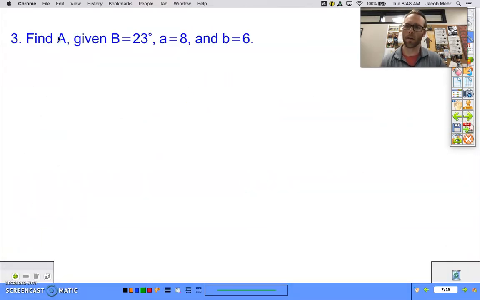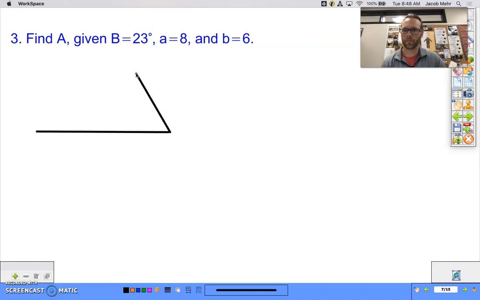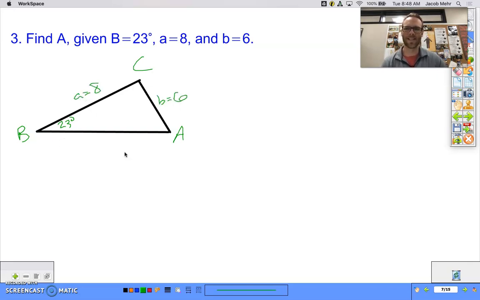All right, so let's look at this. Find A given angle B is 23 degrees, side A is 8, and side B is 6. So let's draw this one out. Okay, so let's label this here. I made this the smallest angle, so I'm going to call that angle B. So I'll call this angle A, this angle C. Side A is 8, side B is 6.